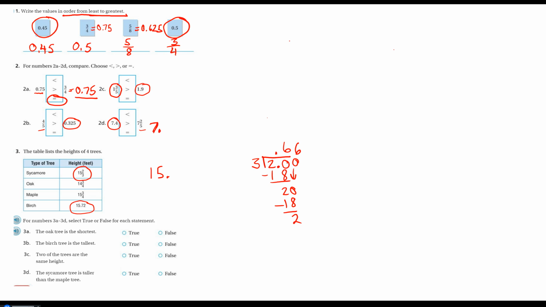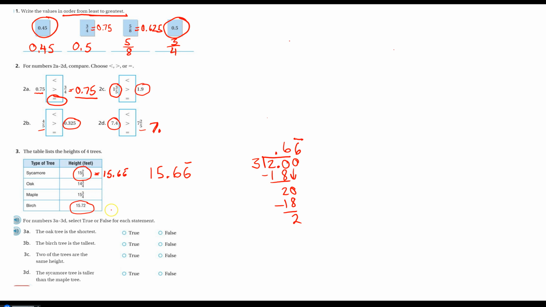So this is what we call a repeating decimal. So we can stop here, and we just add a line above that 6 to show the person looking at the decimal, in this case it would be me, that it's going to be 0.66666666. It's just going to keep repeating. So we have 15 as our whole number, point, and then 6 repeating. So 15 2/3 is equal to 15.66, and then we could say that's repeating.